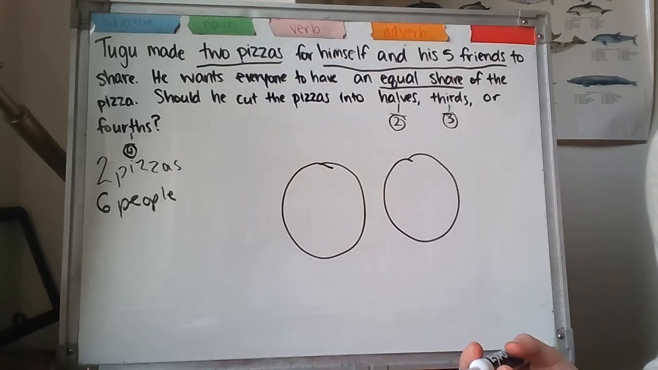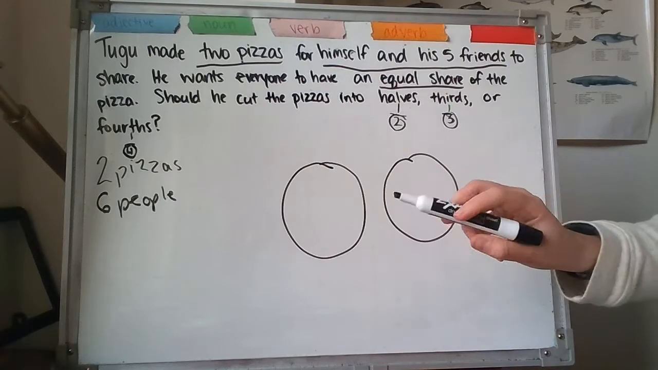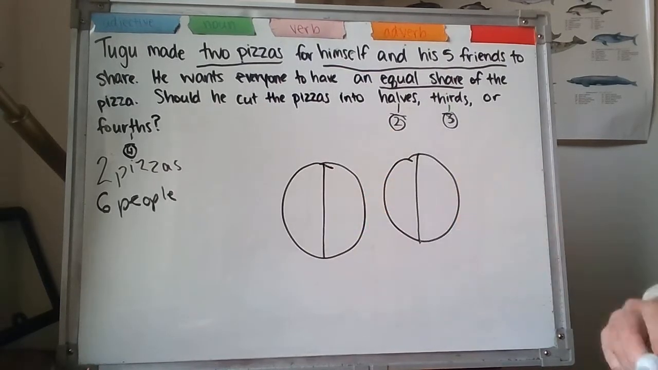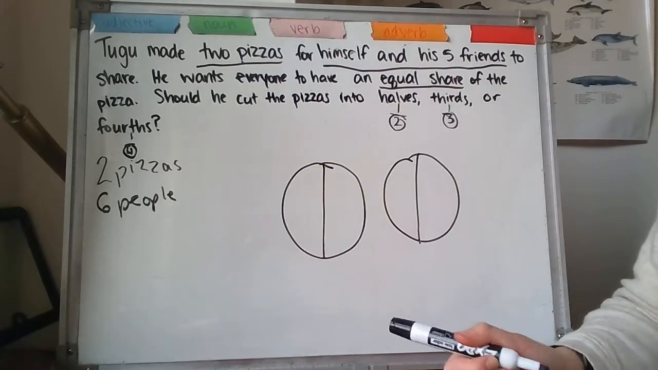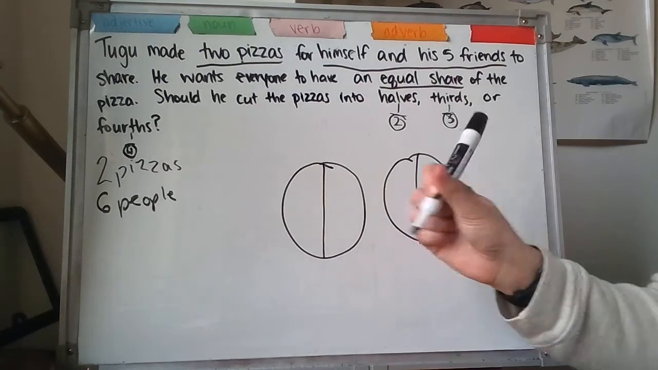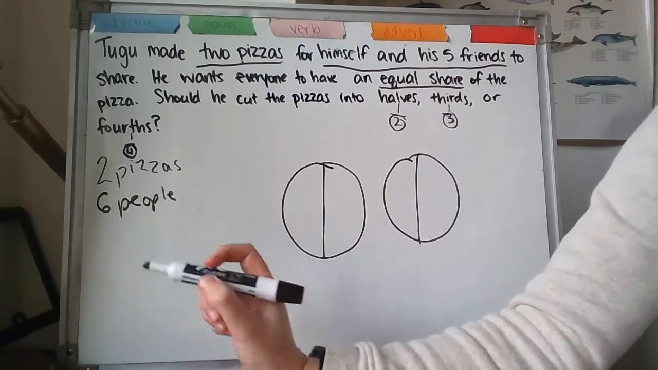And you know what I think is going to be easiest? I'm just going to see. So halves, if each pizza has 2 equal pieces, I can just draw a line right down the middle. Now, how many pieces is this total? 1, 2, 3, 4. But I have 6 people. Is that going to work? I don't think so either.